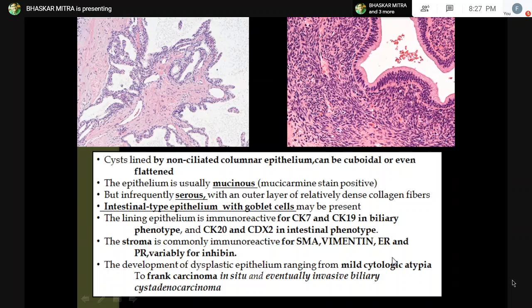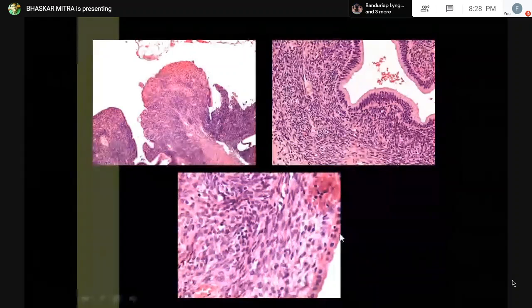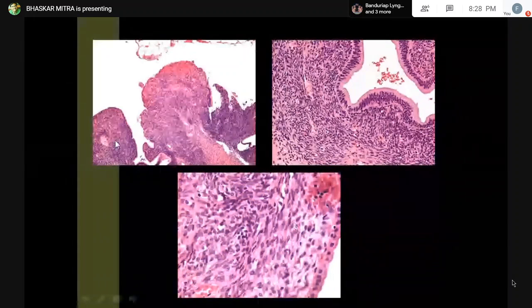Usually they do not show cytological atypia when it's a cystadenoma, but if the cytological atypia increases with more stratification, it may ultimately lead to carcinoma in situ, and ultimately into the invasive biliary cystadenocarcinoma. These are cystadenomas, with the typical stroma and the lining epithelium showing biliary cystadenomas.